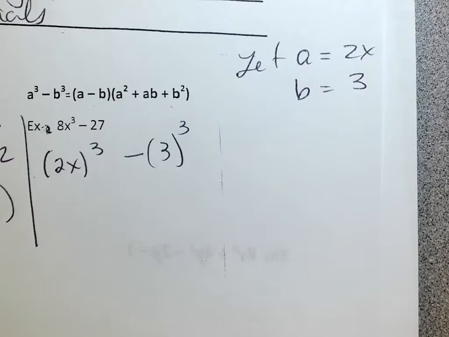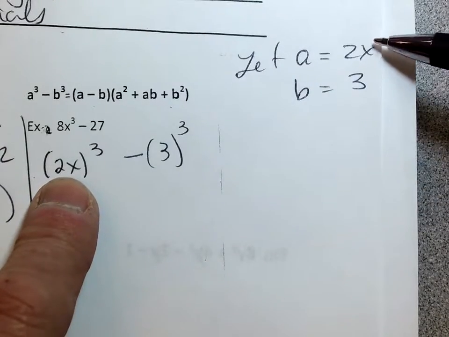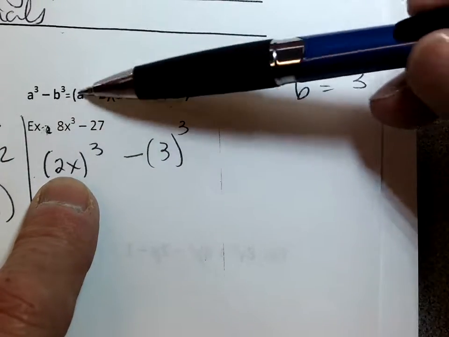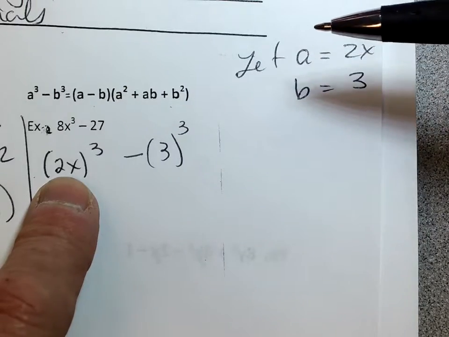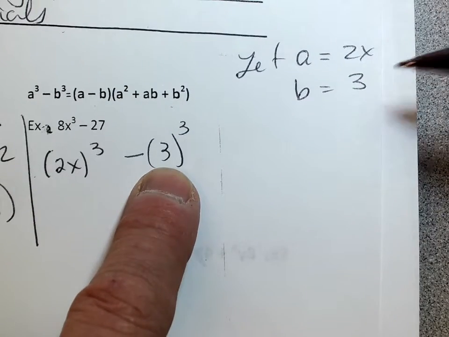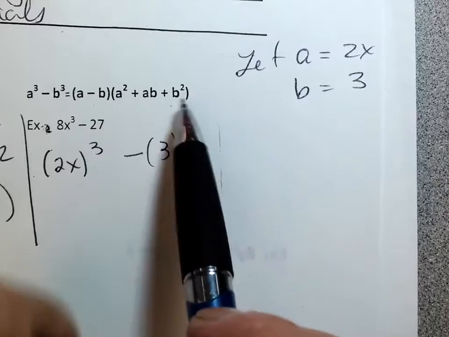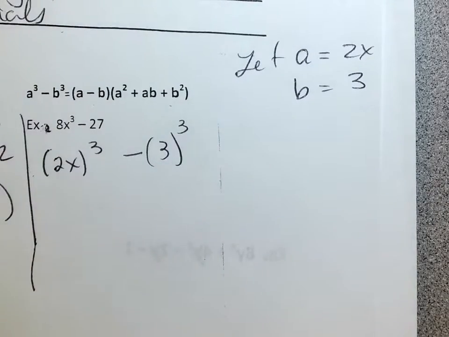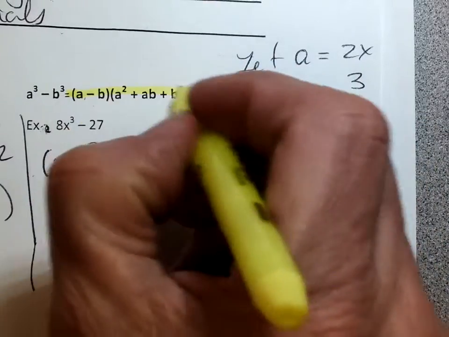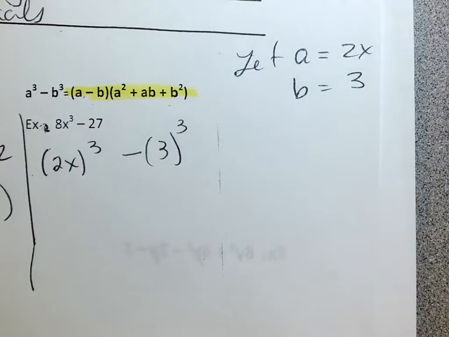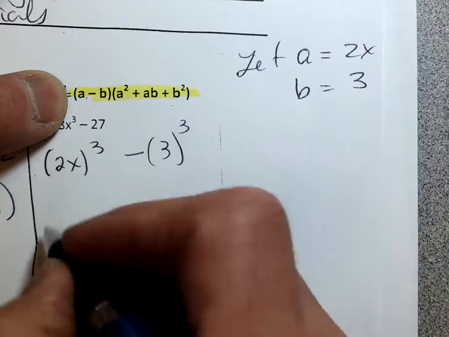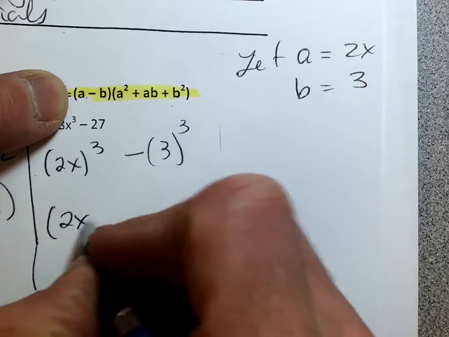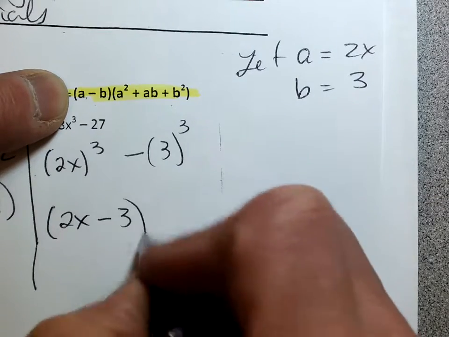So what we do is this. Our a is going to be 2x. So I'm going to put 2x where I see the a's, and my 3 represents the b's. So I'll put in the 3's where the b is. So let's put it in the formula. So the formula is this. Instead of a minus b, a is 2x, so I'm going to go 2x minus 3, right?